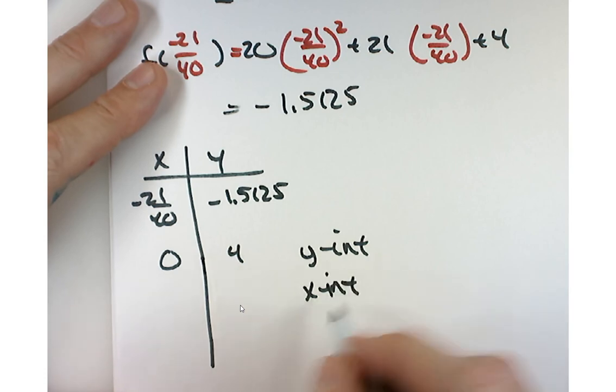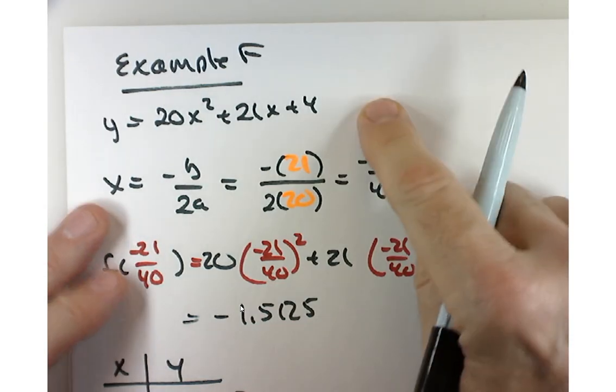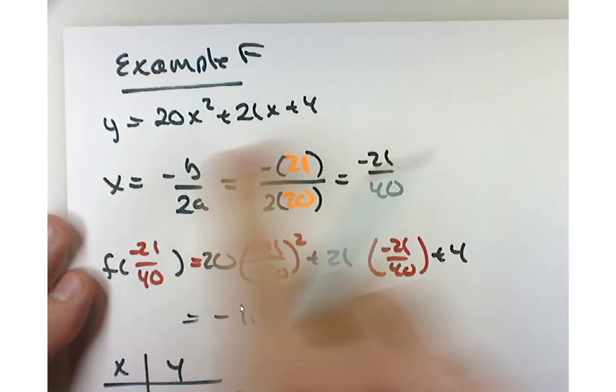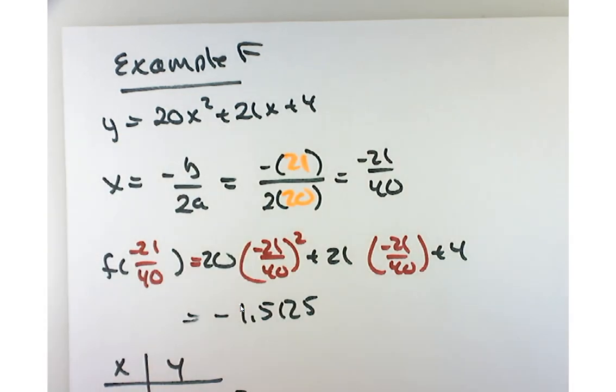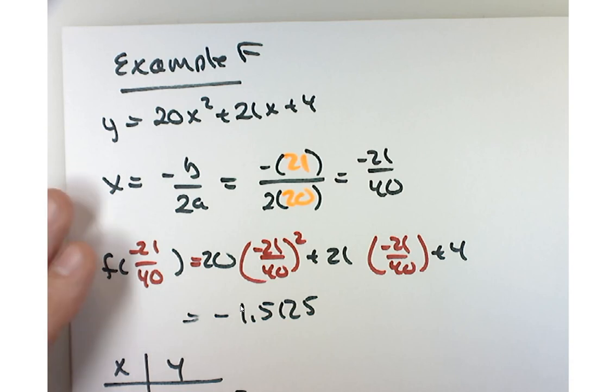Set y equal to 0. Yeah, set y equal to 0. So I'm going to set y equal to 0 here and here. Now you've got two places where you can set y equal to 0. You can set y equal to 0 here, or I think I gave you another version of this equation on your handout.